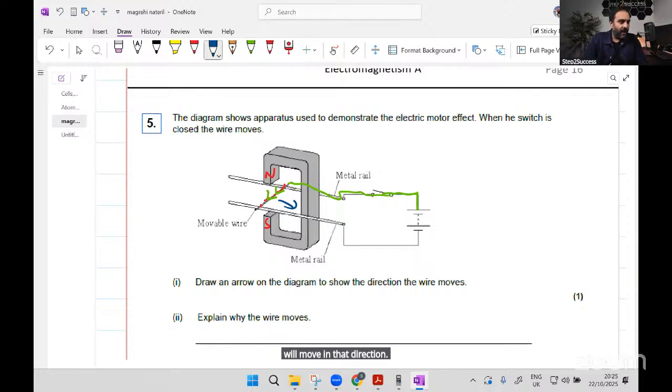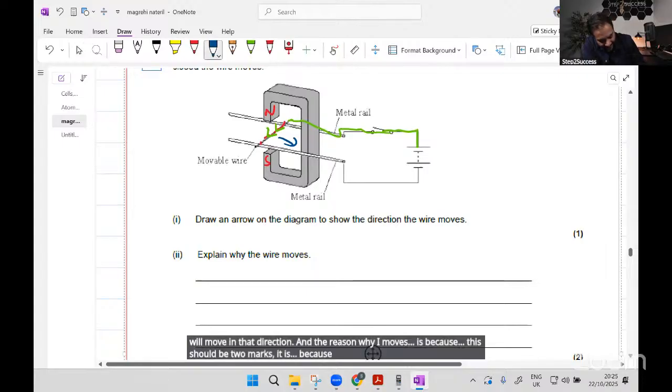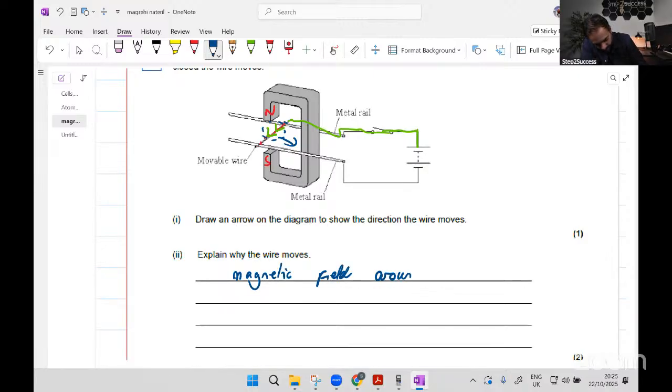And the reason the wire moves is because, this should be 2 marks, there is a magnetic field around the wire, as we explained with the electromagnet earlier. And there is a magnetic field between the North and the South Pole.